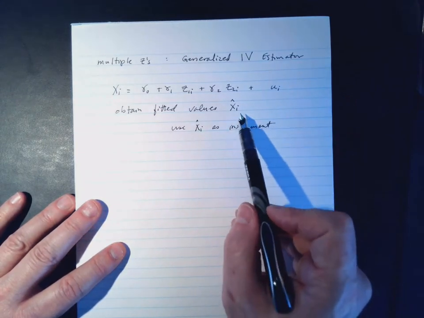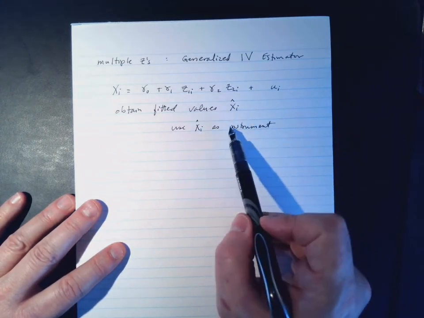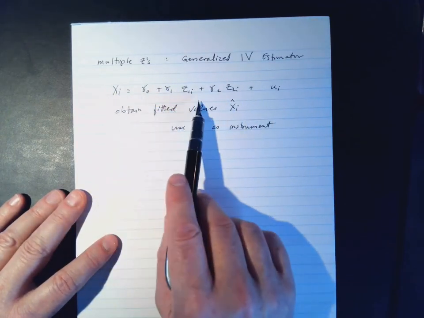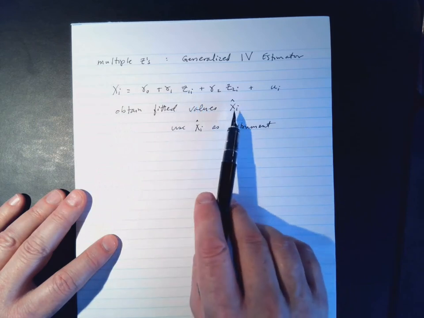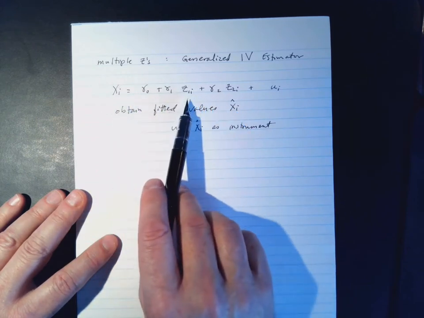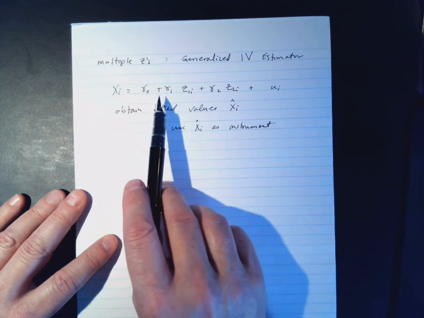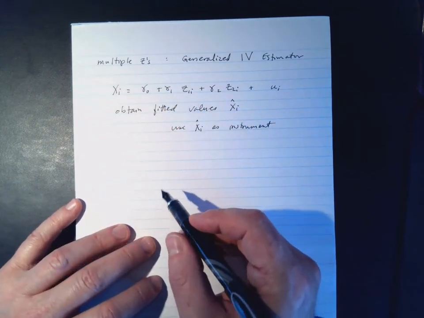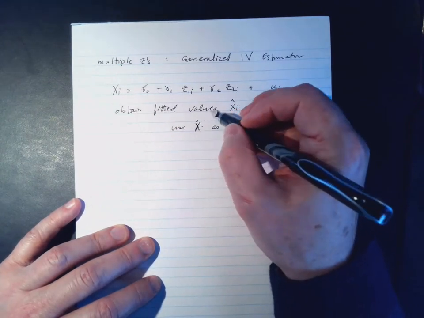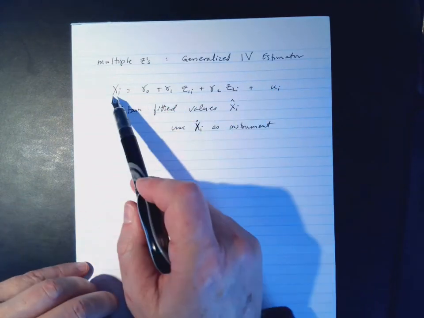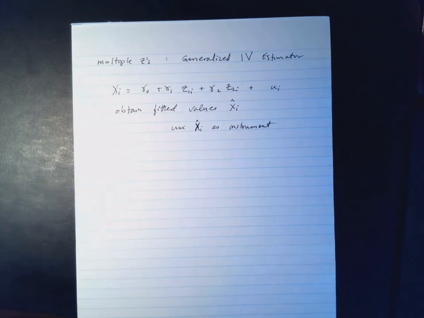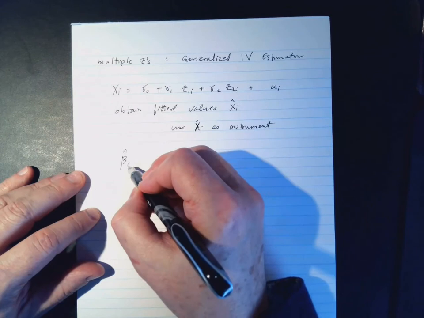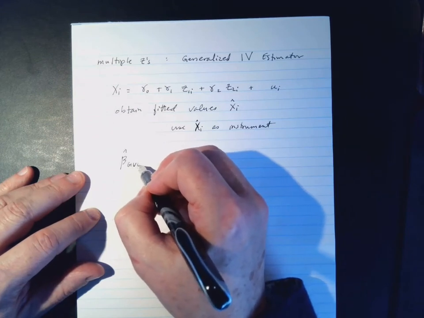And so then it becomes clear why your instrument has to be correlated with x, because if z and x are uncorrelated, then these will give you lousy fitted values. It won't track the movements in x at all. And so if they're good instruments, then they have to be highly correlated with x. They have to explain the variance in x. But otherwise, it's just the same as before.